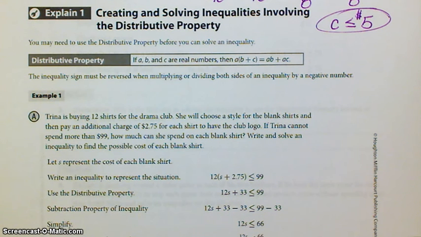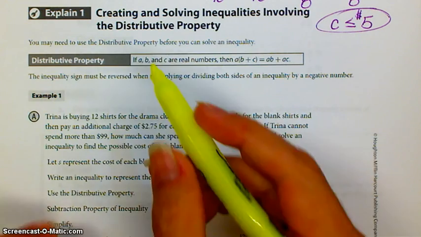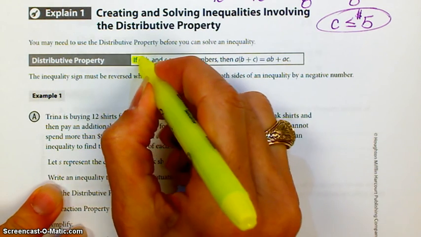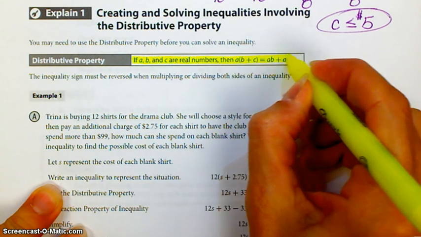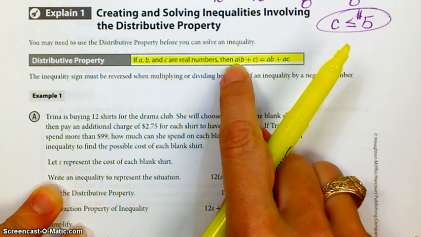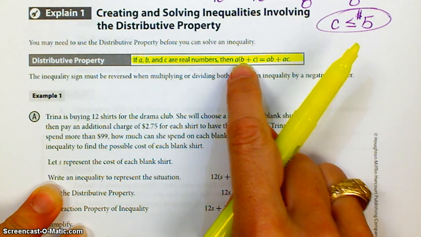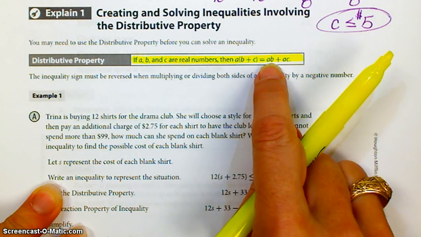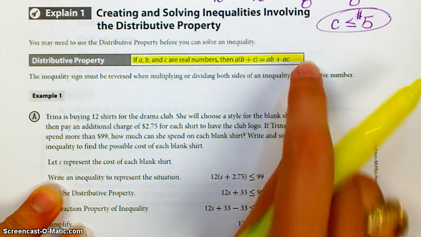Okay. So you may need to use the distributive property before you can solve an inequality. Just remember that the distributive property says that if a, b, and c are real numbers, then a times (b plus c) in parentheses is the same as a times b plus a times c. Okay?